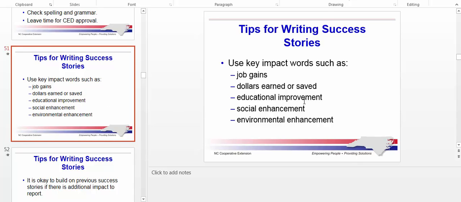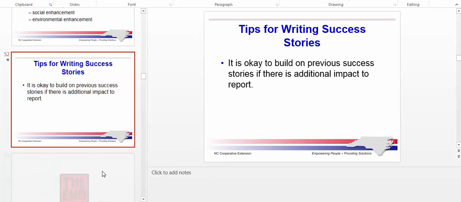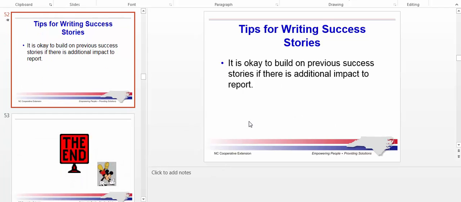Tips for writing success stories, more tips. Talk about job gain, dollars earned or saved, educational improvement, social enhancement, environmental enhancement. It's okay to build on previous success stories as there's additional impact to report. So again, if you write a success story about one particular objective, you may write about that same objective at the end of the year and add further details of what might have happened.